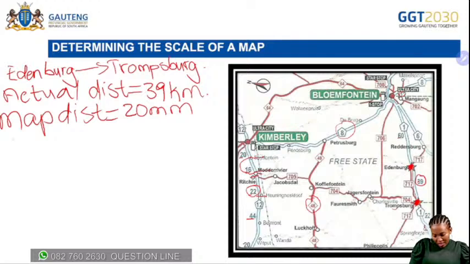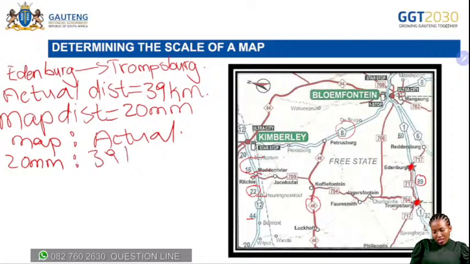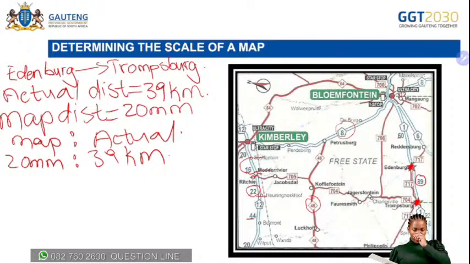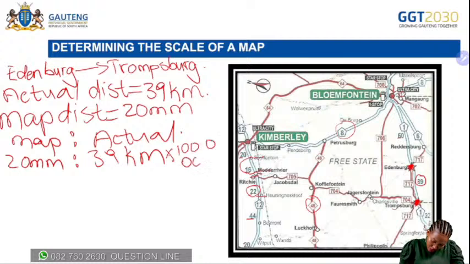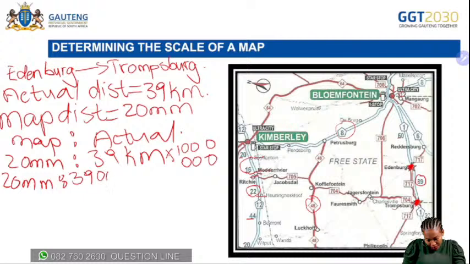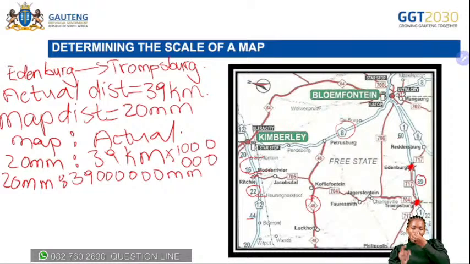And remember, when you write our scale, it is always map is to actual. So how do we write it? We'll say 20 millimeters is to 39 kilometers. And the number one rule when working with the number scale is that the units must be the same. So let's change these kilometers to millimeters. We multiply by a million. So we'll have 20 millimeters is to 39 multiplied by a million, which is 39 million millimeters. So the units are the same.